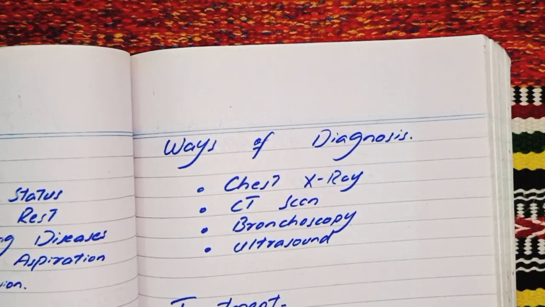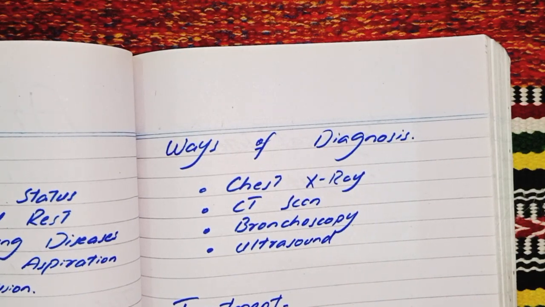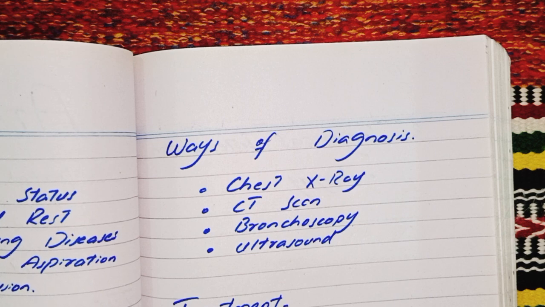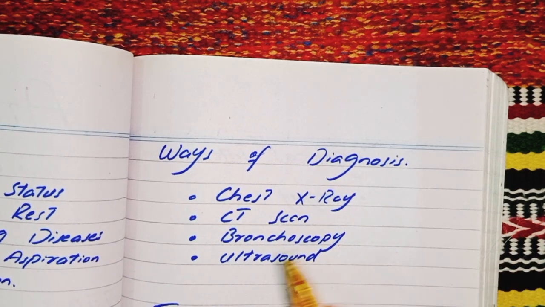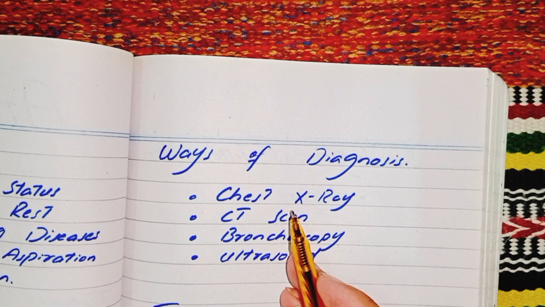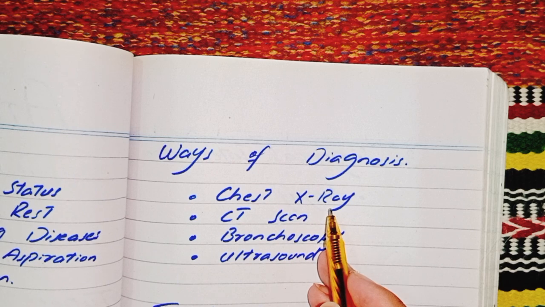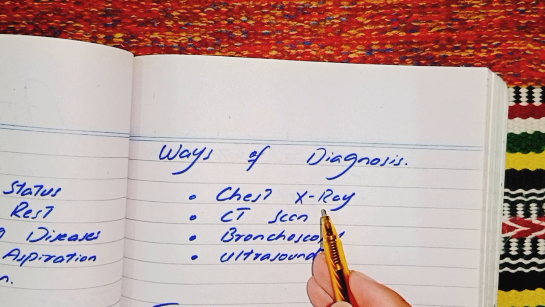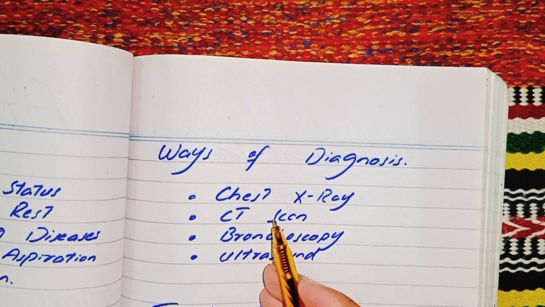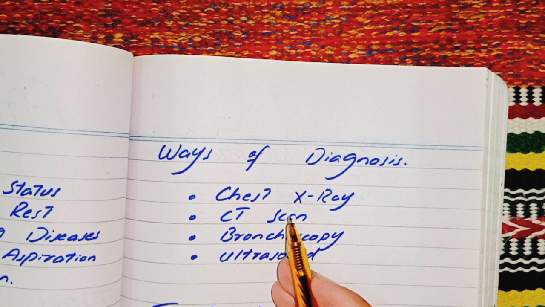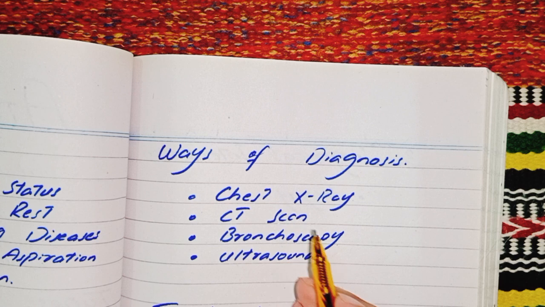Okay, our next section is ways of diagnosis. What are the common ways for diagnosis of atelectasis? Our first way is chest X-ray, the most common diagnostic tool showing areas of lung collapse and displacement of structures like the mediastinum. Our second way of diagnosis is CT scan, which provides more detailed images helpful in identifying underlying causes like tumors or foreign bodies.